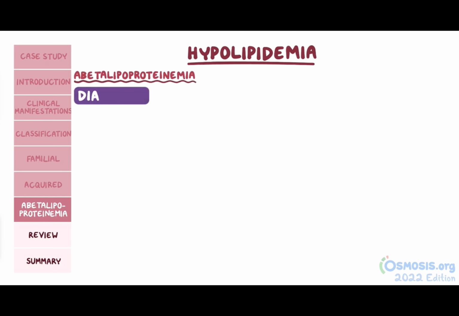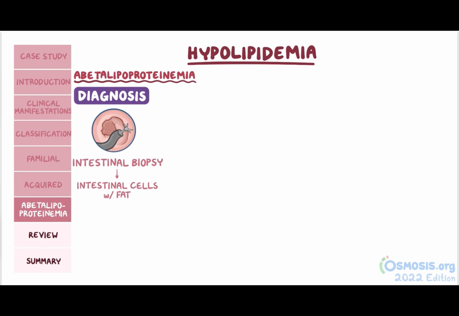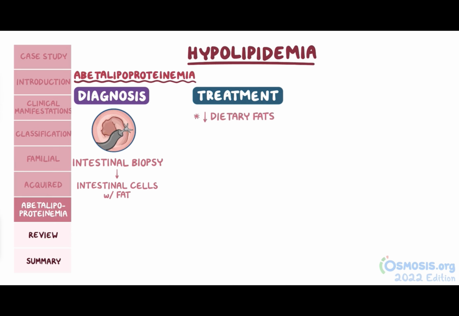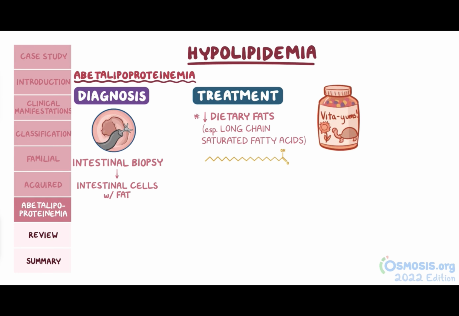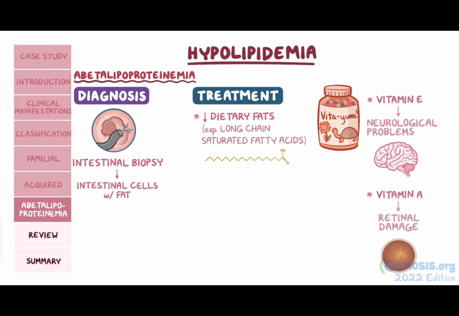To confirm the diagnosis, an intestinal biopsy is performed, which shows intestinal cells that contain large amounts of fat. The treatment of the disease is based on reducing dietary fats, especially long-chain saturated fatty acids, to reduce gastrointestinal problems. Vitamin supplements should also be taken, the most important of which are vitamin E to prevent neurological problems and vitamin A to prevent retinal damage.